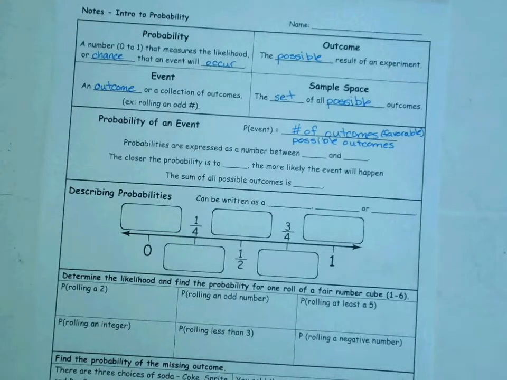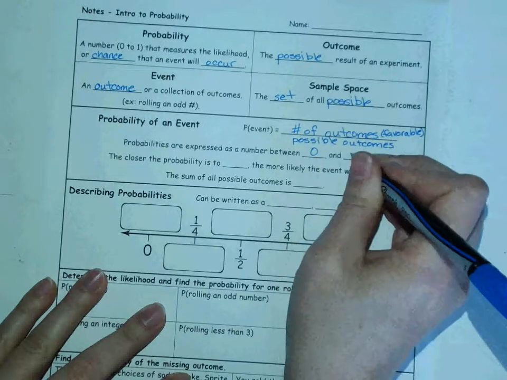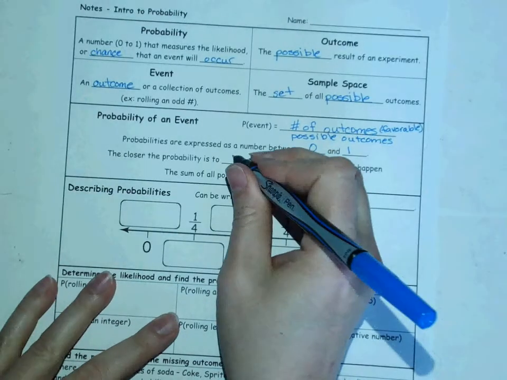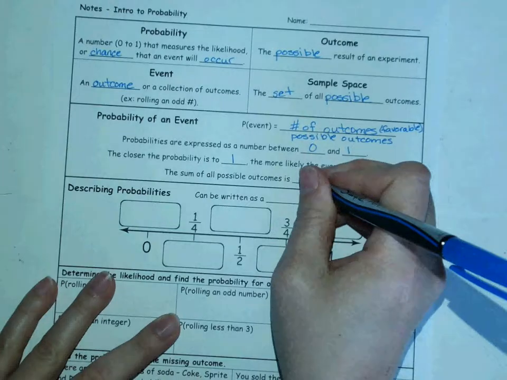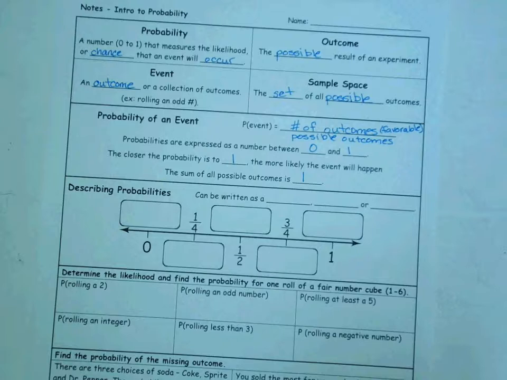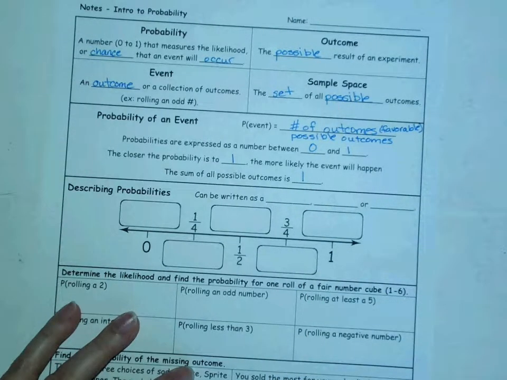Then notice it does give you a little bit more information. Probabilities are expressed as numbers between 0 and 1. We already discussed that. The closer the probability is to 1, the more likely the event is to happen. The sum of all possible outcomes is 1. Remember, the number 1 is the same thing as 100%, so that might help you to think about this: if you're adding up all possible outcomes, then it should sum to 1, because that would be 100% of the possible outcomes.